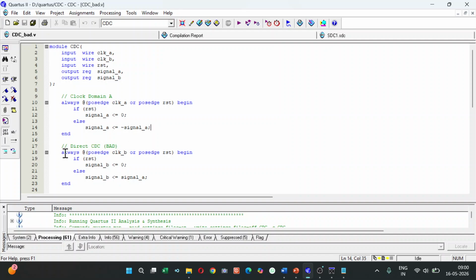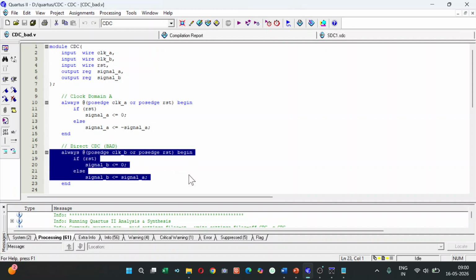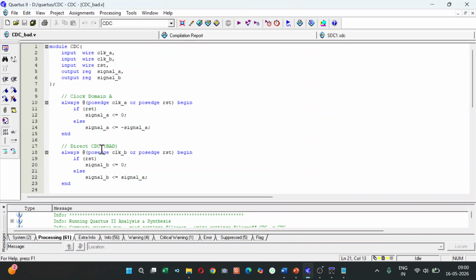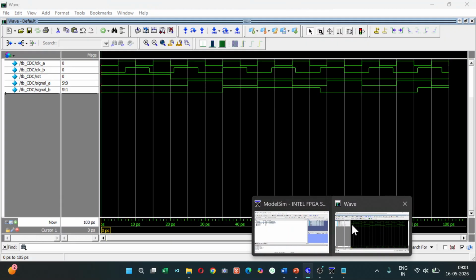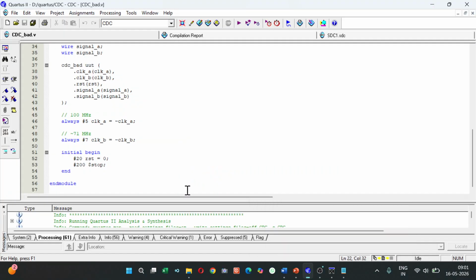In the next clock domain B, at the positive edge of the clock, if reset is high, signal b will be 0, and if not, signal b follows signal a. As I told you, you see it here in this waveform, but it is wrong due to the CDC effect. We provide a 100 megahertz clock in clock domain A and a 70 megahertz clock in clock domain B. So now let us see the CDC effect in hardware.